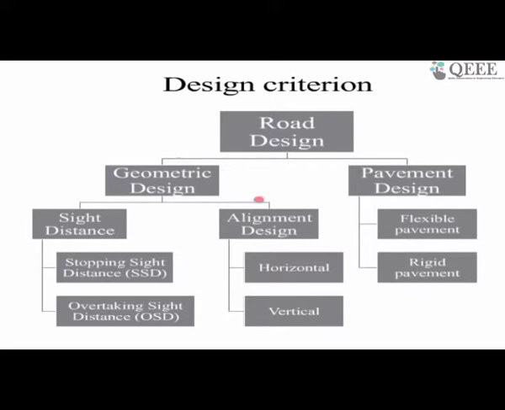Our concentration is here. So the geometric design, as I told you, first one is the alignment design, and within alignment there is a horizontal alignment and vertical profile. And to do this design, we need to consider the sight distance. The main sight distances which we consider in this alignment design process are stopping sight distance and overtaking sight distance. Apart from this, there are other sight distances which we will go through as we proceed.